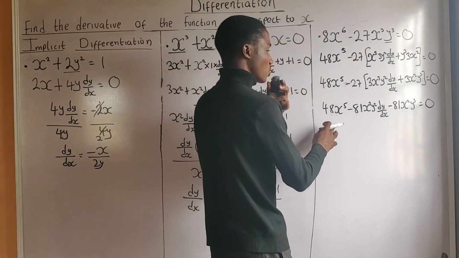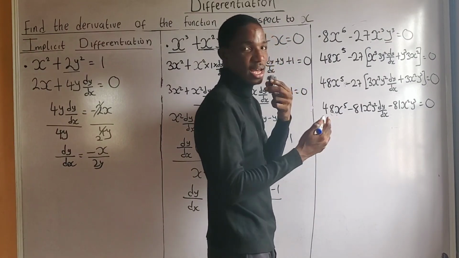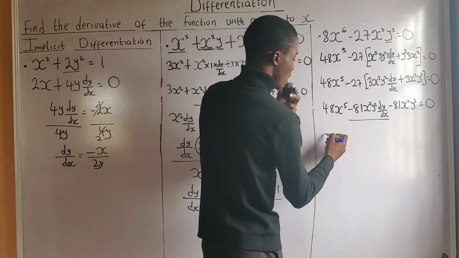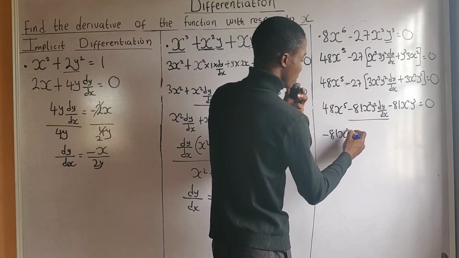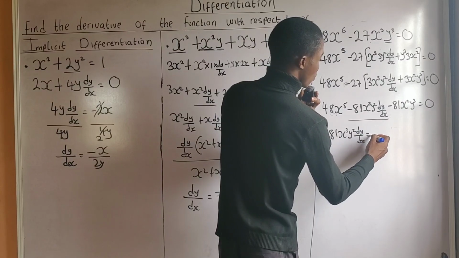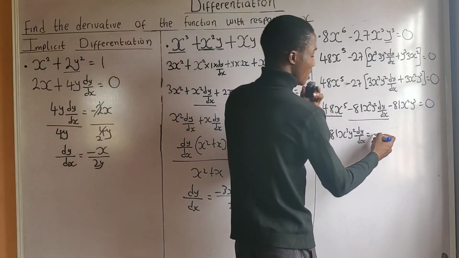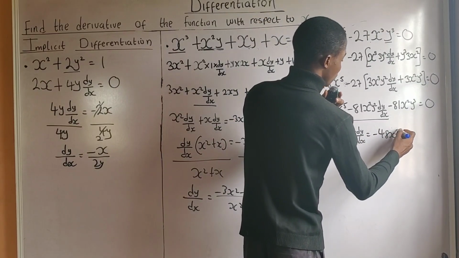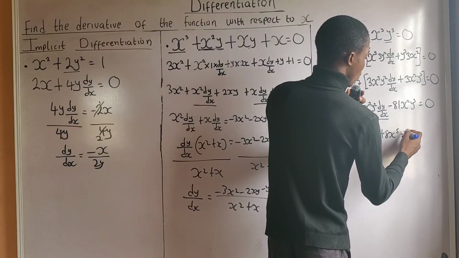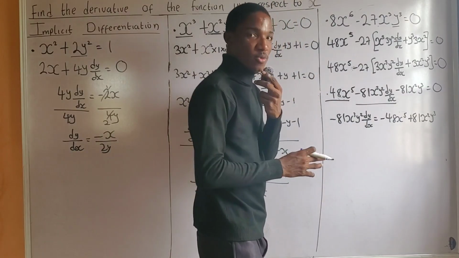Okay, having gotten to this point, collect, separate the term that is attached to dy/dx. You can see that this is the term. So you're going to have negative 81 x to the power of 3 y raised to the power of 2 dy all over dx equals, now take this to the right hand side. You're going to have negative 48x raised to the power of 5. Now what of this? You're going to have plus 81 x raised to the power of 2 y raised to the power of 3.